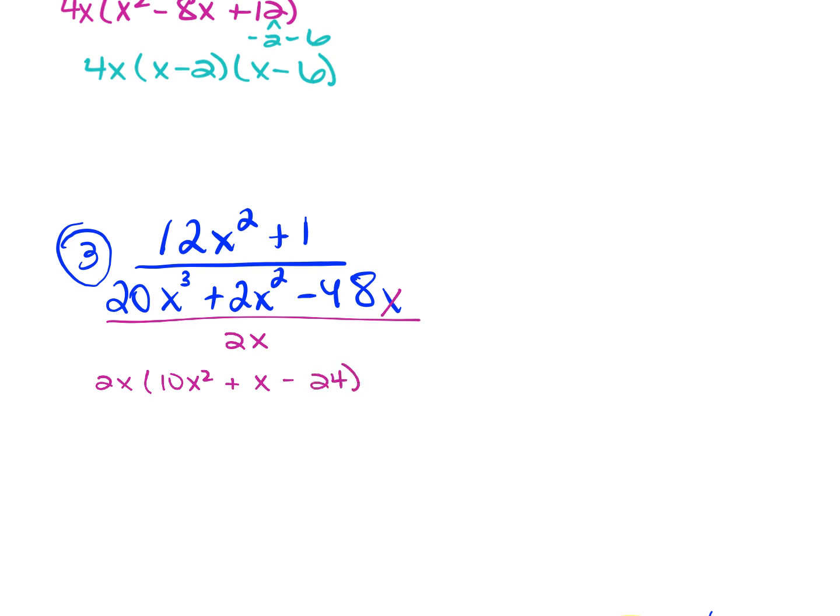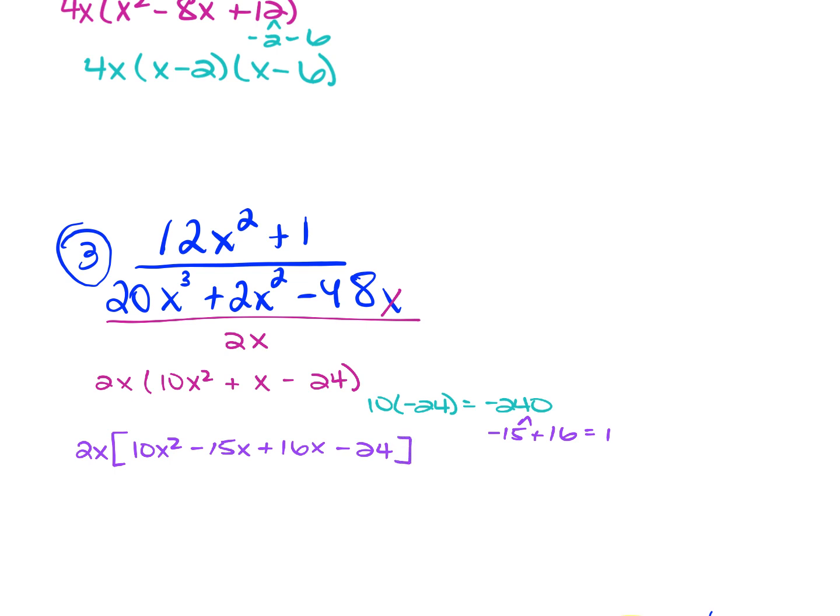For this, in order to factor it, you're going to multiply your 10 and your negative 24. That gives you negative 240. You want the factors of negative 240 that add up to be positive 1. Your two factors of this are 15 and 16. If your 16 is positive and your 15 is negative, that gives you the 1 that you're looking for. So this is going to get rewritten as 2x times 10x squared minus 15x plus 16x minus 24.